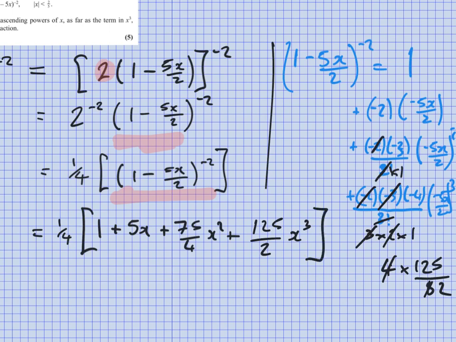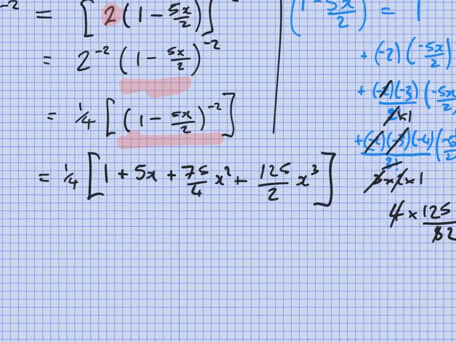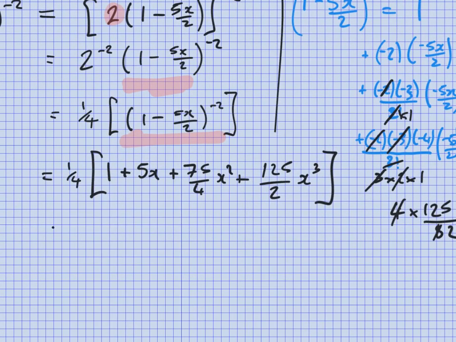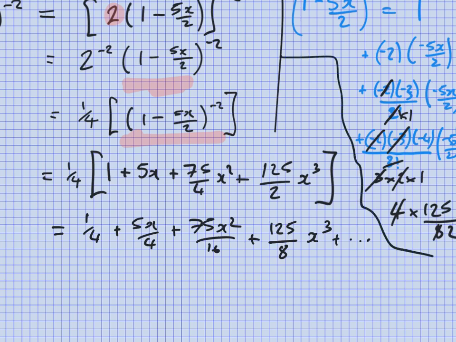Now all of those are still inside the bracket, so we've got it to a quarter. Last step is to expand the bracket there, which gives me a quarter plus 5x over 4 plus 75x squared over 16 plus 125 over 8 x cubed plus dot dot dot. I could have used a calculator. In fact, it's worth checking using a calculator that these values are correct. I believe that I've done it right for this one.